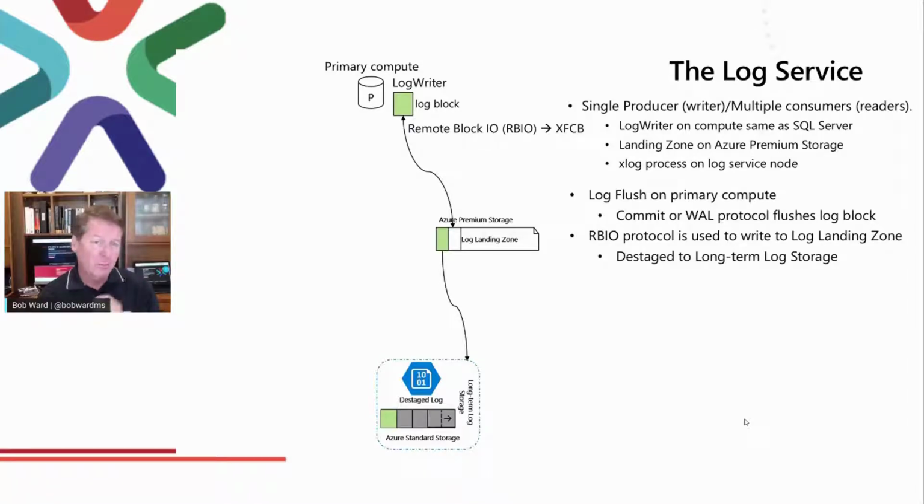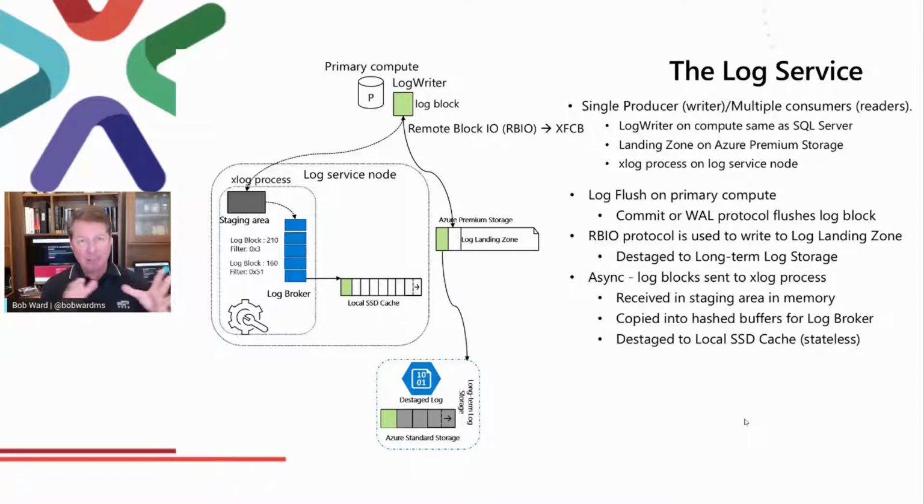As part of this remote block I/O protocol, we asynchronously notify a separate program running on a different node called the log service. In that log service is something called the xlog process. This xlog process has a staging area, which is memory, where it receives these buffers of log blocks. Then the xlog process organizes these in a hash map for easy lookup when other processes need to find log blocks.